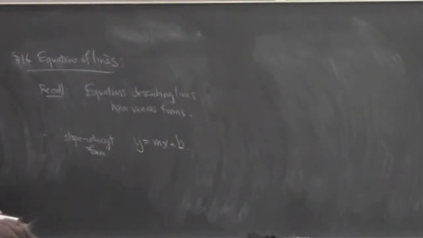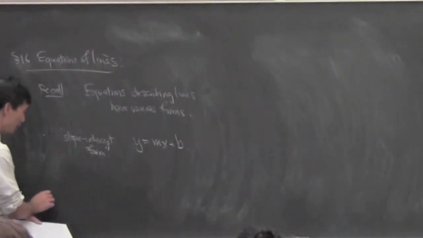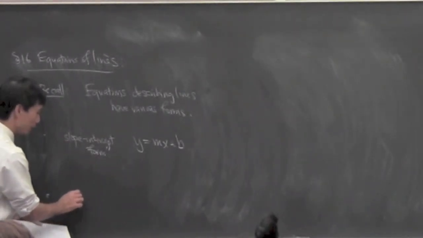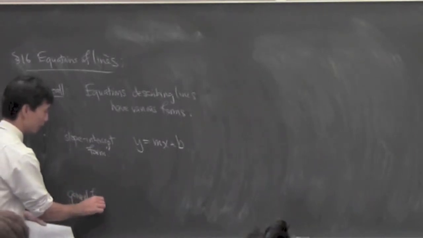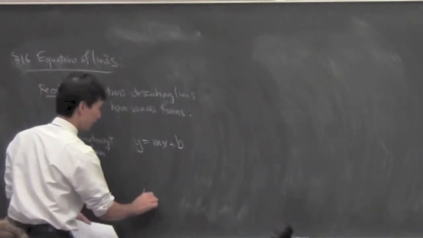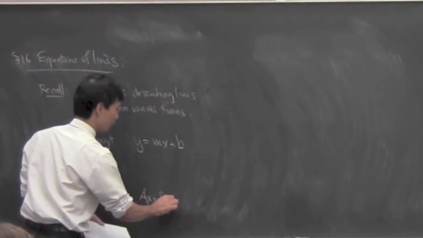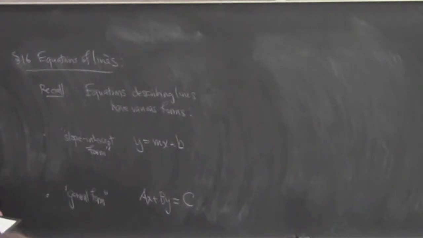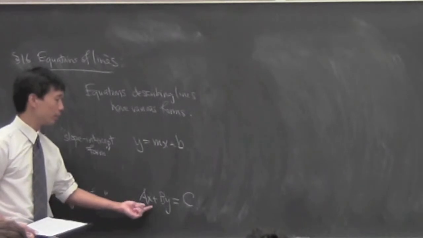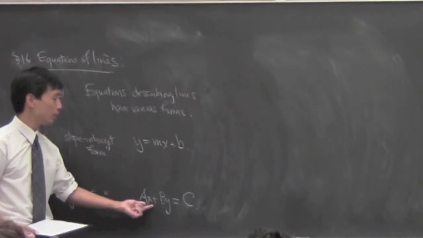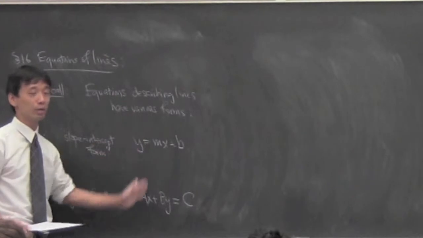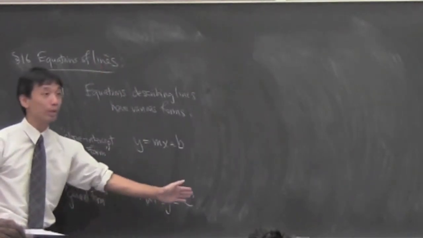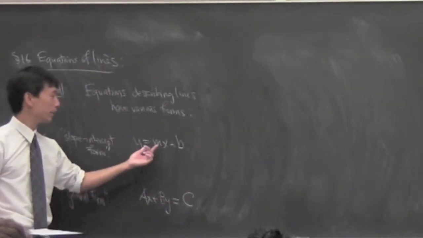Standard. What's standard? Ax plus by equals c. Okay, so the standard, or I think in this book they call it the general form, ax plus by equals c. And that's good because you could use that to describe a vertical line, right? A vertical line where x is equal to some number, say.